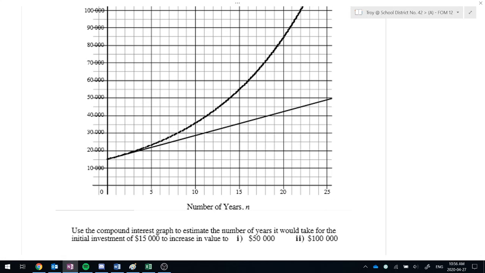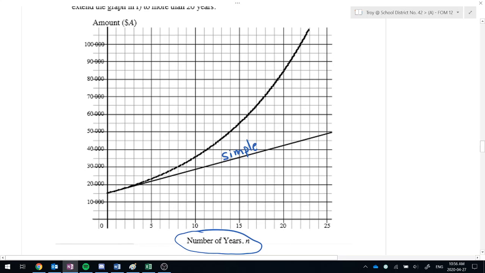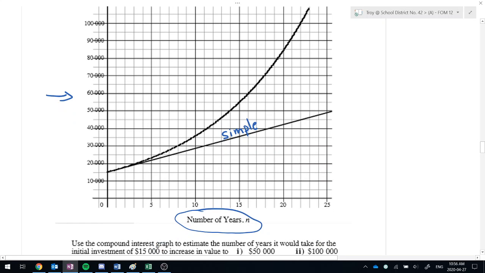So what we get here is, this is our simple interest. All right. So this is the number of years that we let the investment sit, and then on the left here is how much money is in the account. Okay. So if it's simple interest, you can see that it's a linear function, right?